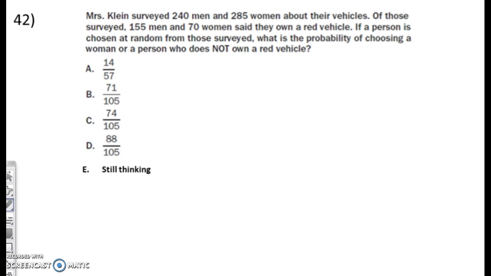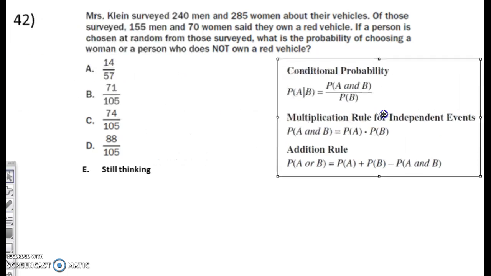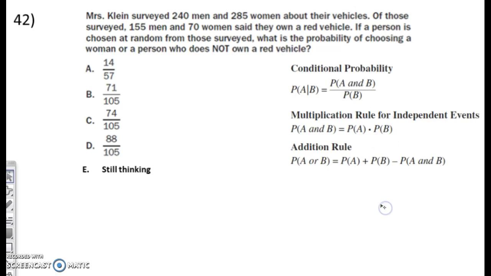All right, so this is a great probability question. There's a ton going on in this question. Like always, I suggest that you go to your formula sheet and see if any formulas help you first. And in this case, we do have a formula that helps us. Because it says what's the probability of choosing a woman or a person who does not own a red vehicle, we can use this addition rule because it says probability of A or B.